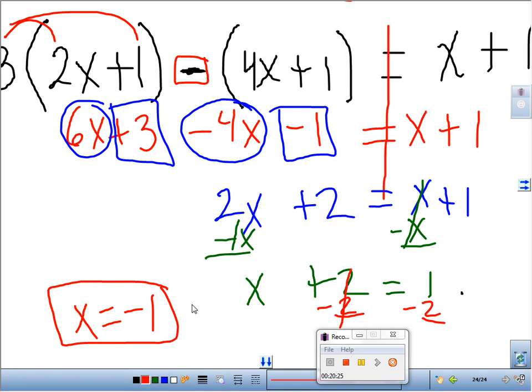Hands, have you got that? Okay. Good. I'm on fire. How are we doing? Okay. Let's do a challenge one. I'm going to give you one with fractions. Here we go.